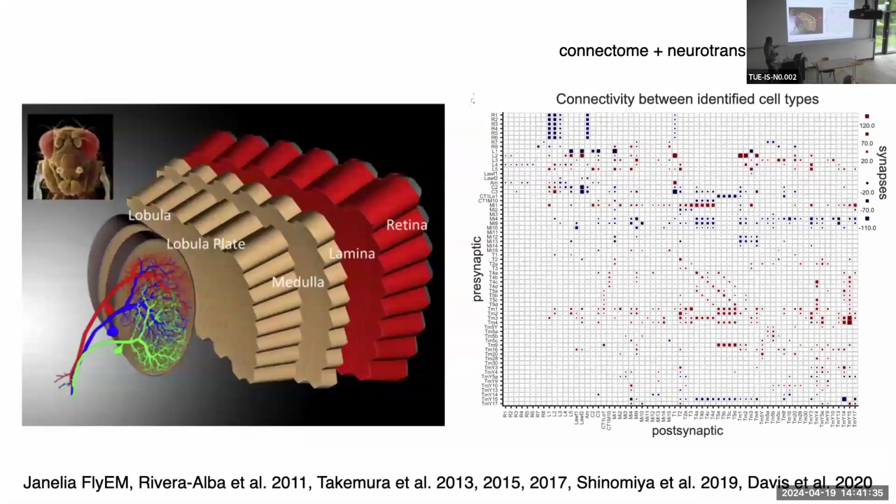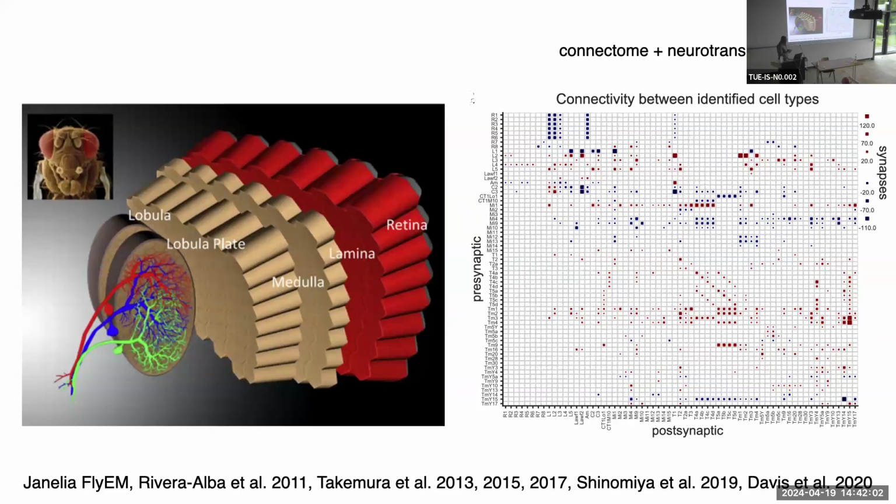Okay, so you've heard a lot about the fly visual system. Here is a connection matrix at the level of cell types for 64 cell types in the motion pathways of the fruit fly visual system. And there's a couple of things to note here. Well, one, it's extremely sparsely connected.